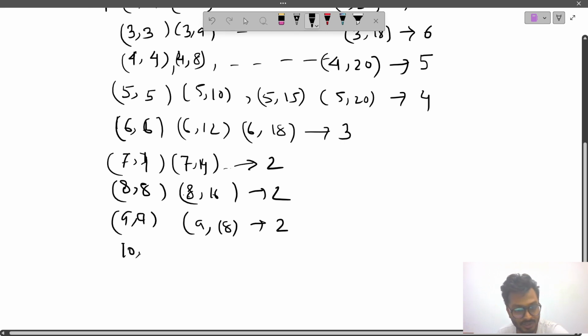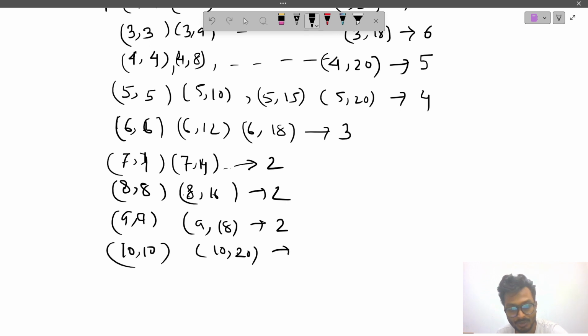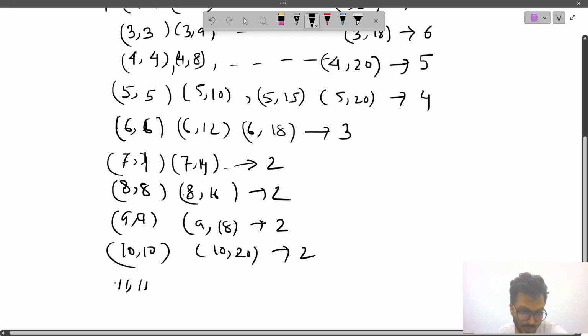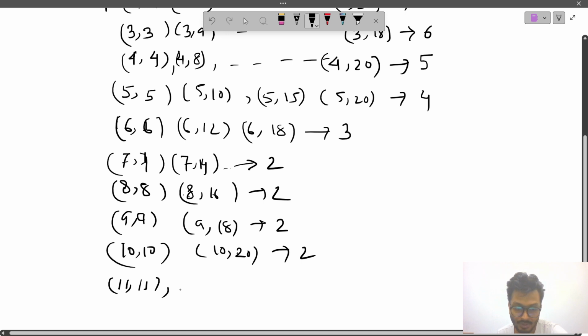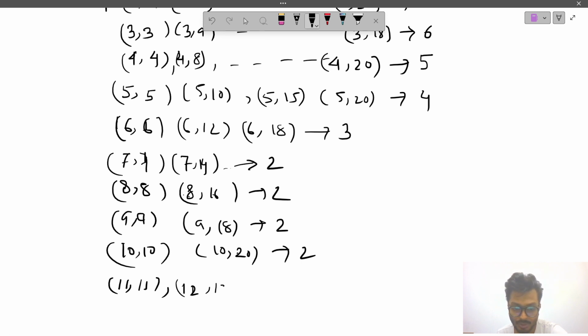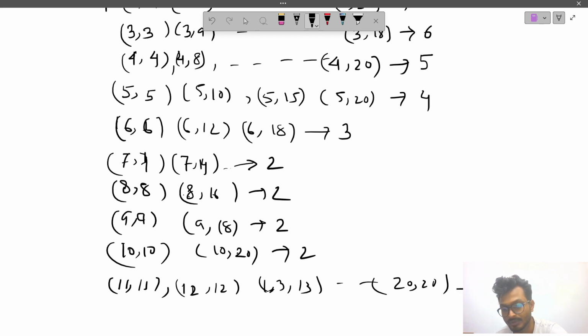For 8, (8, 8) and (8, 16) will be there, so there are 2 terms. For 9, (9, 9) and (9, 18), that means 2 terms. Then for 10, (10, 10) and then (10, 20) will be there, so there will be 2 terms. And after 10, if we take 11, (11, 11) will be there, but 11 into 2, that means (11, 22), will not be there, since up to 20 is our range. So for a greater than 10, there will be (11, 11), (12, 12), (13, 13), like this, up to (20, 20). So these are 10 terms.